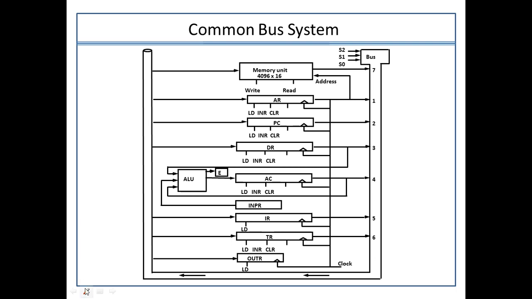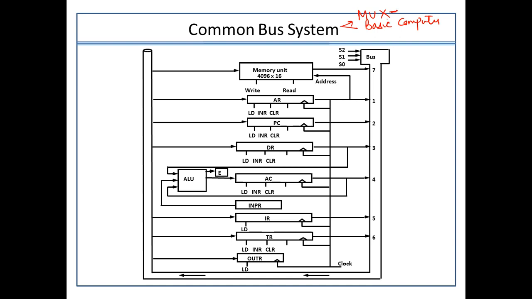So this entirely is the block diagram of a common bus system, which has been constructed based on multiplexers, right? And it is using all the registers which are being used in the basic computer. So let's start understanding them.